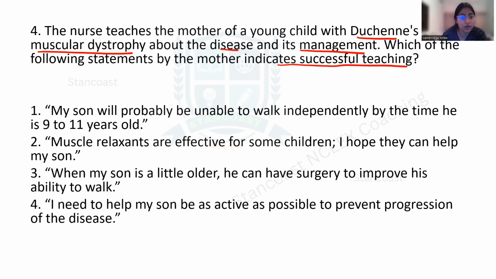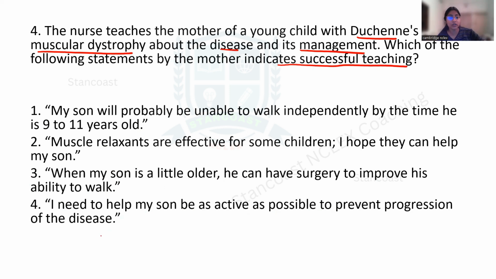So we have to tell from these options which statements indicate that the teaching has been successful. First is, my son will probably be unable to walk independently by the time he is 9 to 11 years old. Option 2. Muscle relaxants are effective for some children. I hope they can help my son. Option 3. When my son is a little older, he can have surgery to improve his ability to walk. Option 4. I need to help my son be as active as possible to prevent progression of this disease.